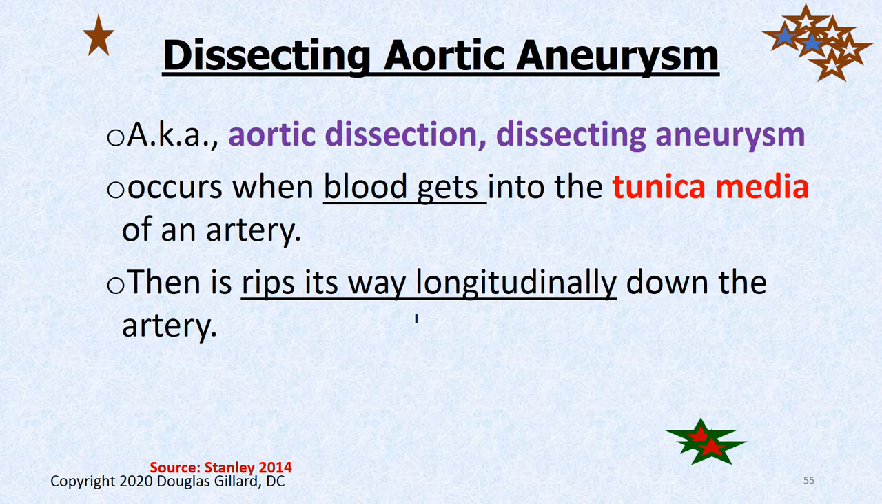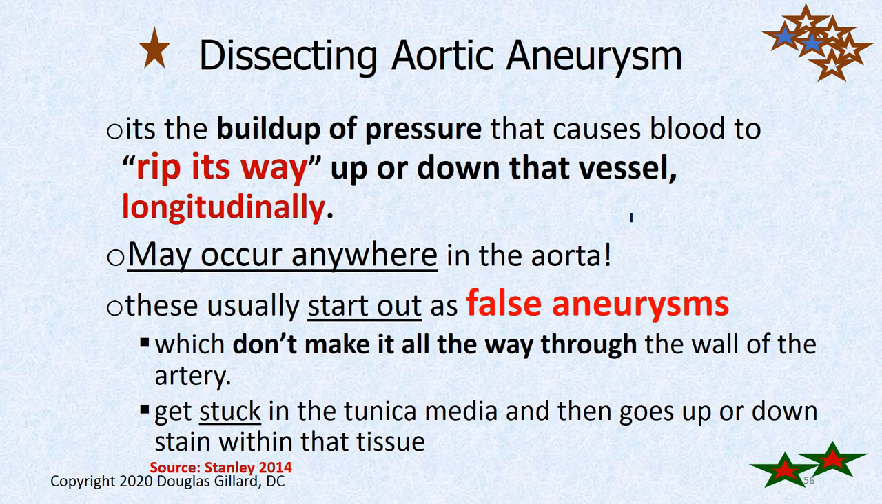Okay, dissecting aneurysms, so aka aortic dissection, dissecting aneurysms, dissecting aortic aneurysms. As we said already, that's where blood gets into the tunica media, usually from a false aneurysm, and it doesn't make it all the way through the vessel, but the blood finds that it can go downward in the tunica media, and it rips its way longitudinally down. And it's because of the buildup of pressure. It usually starts as a false aneurysm, but you don't make it all the way through the arteries. It gets stuck in the tunica media, then rips itself down.